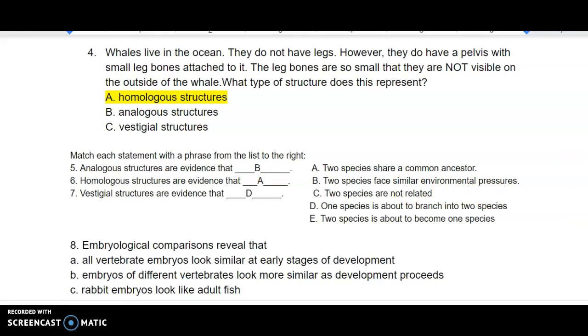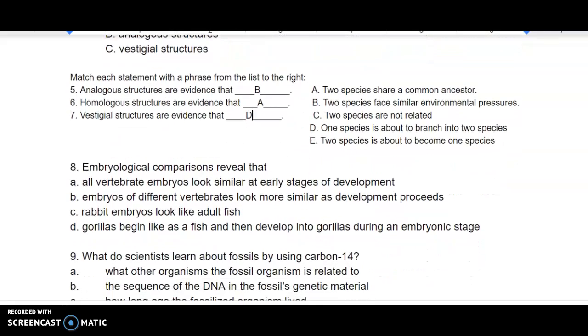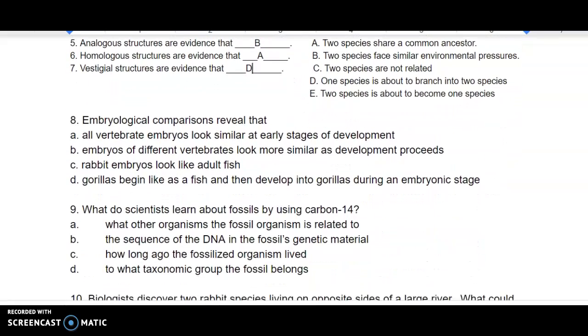Number 8, embryological comparisons reveal that all vertebrate embryos look similar at early stages of development. And that is true. So A would be the best answer. All vertebrate embryos look the same at the early stages of development. When they're developing their backbone, they're all kind of curved over and look very similar at the embryo stage. So A would be our best answer.